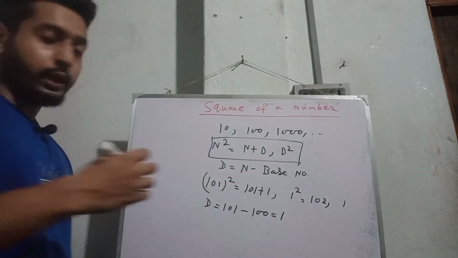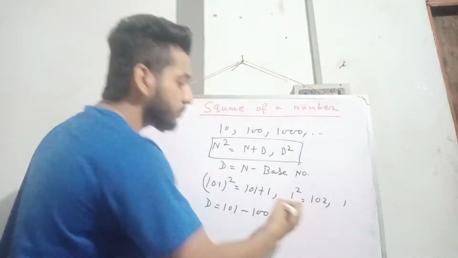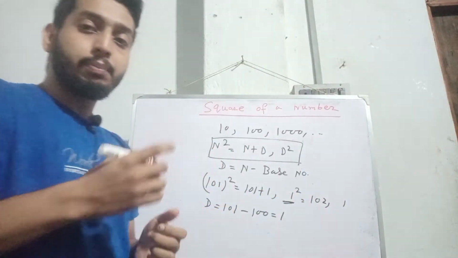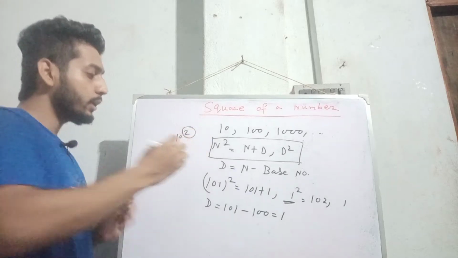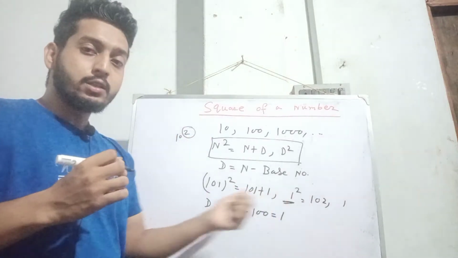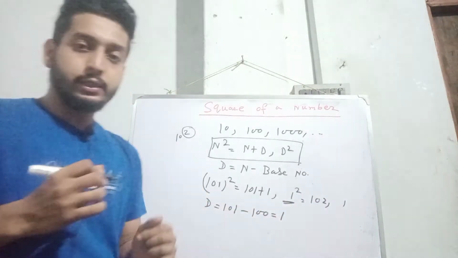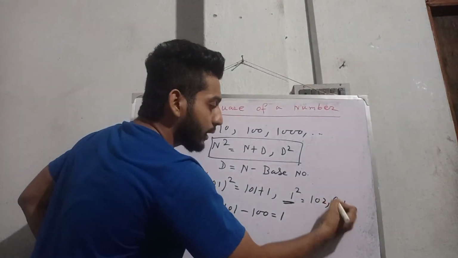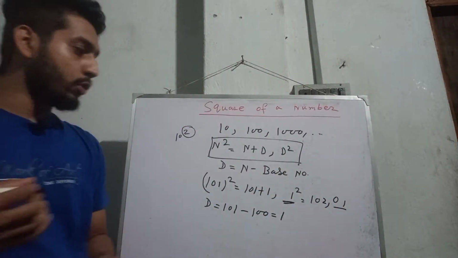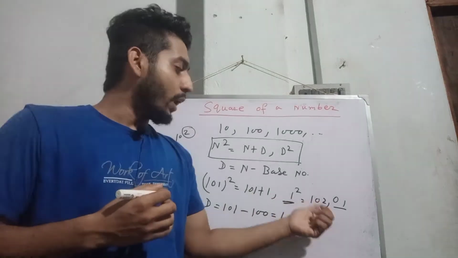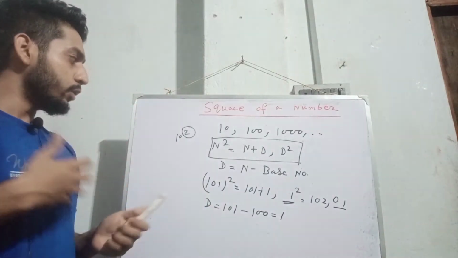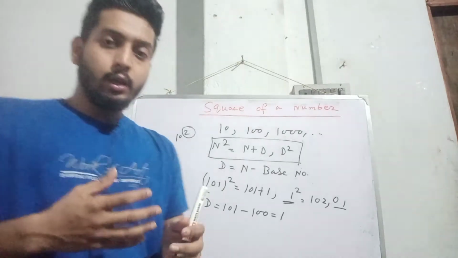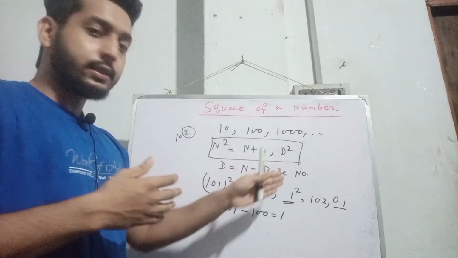So we need to know that this part must contain 2 digits, since the base square is 100, so 100 means 10 square. So here it must contain 2 digits, but here it is 1 digit. So we fill that with 0. So 101 square will be 10201. This is the way to find the square of a number which is nearest to that base number.